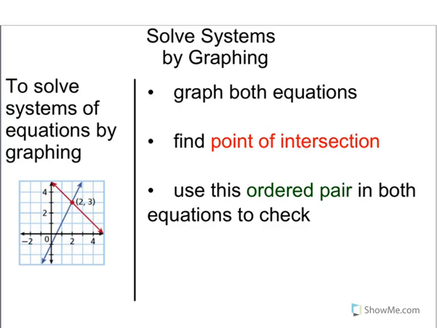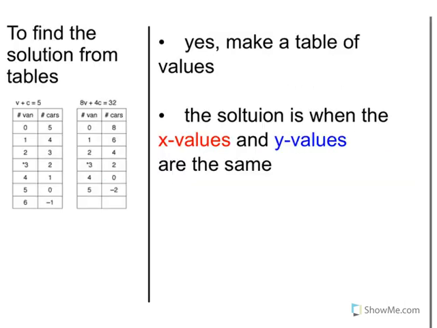Remember, to solve by graphing, you're going to graph both equations. You're going to figure out where they intersect. The solution is going to be that point of intersection. This point of intersection is an ordered pair. Once you have identified that point, you want to use the x and the y from that point and check it in both equations to make sure that the solution is correct.